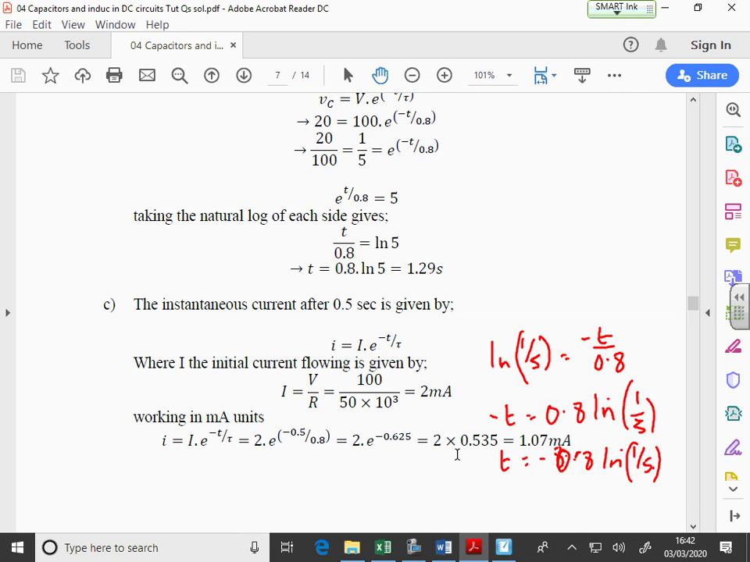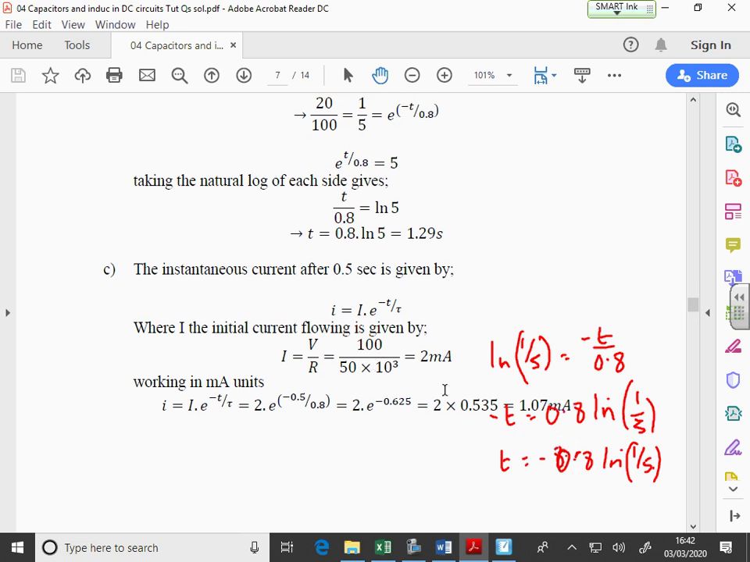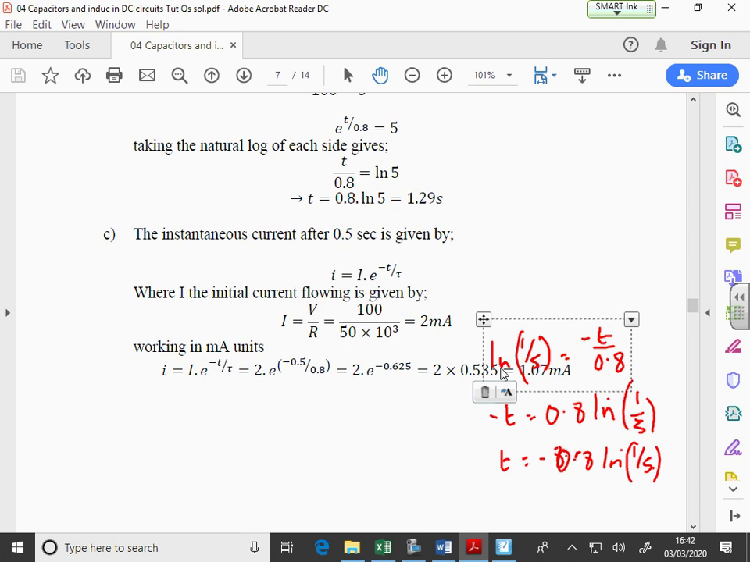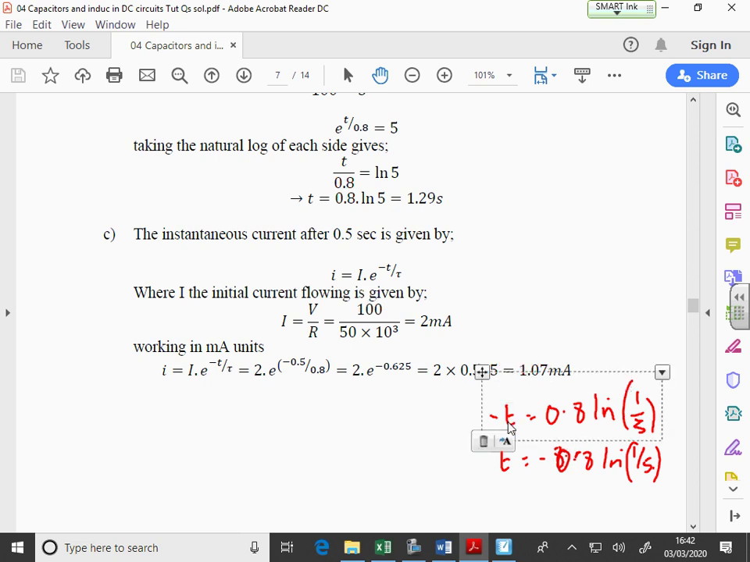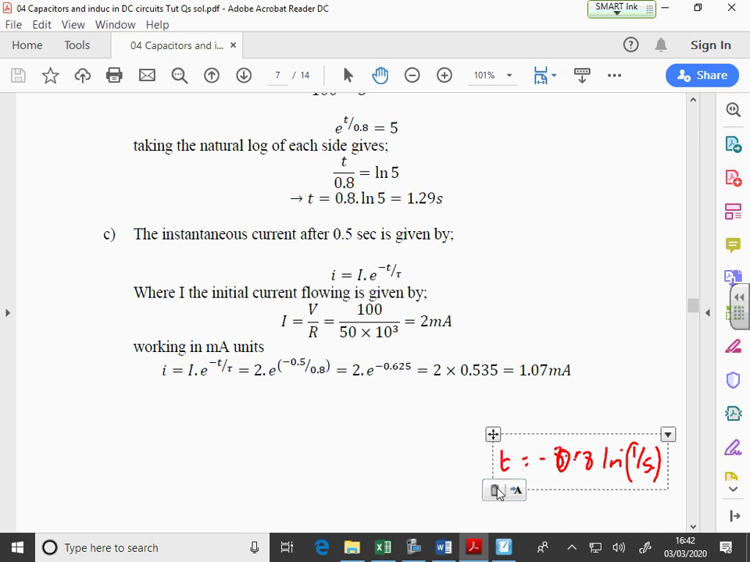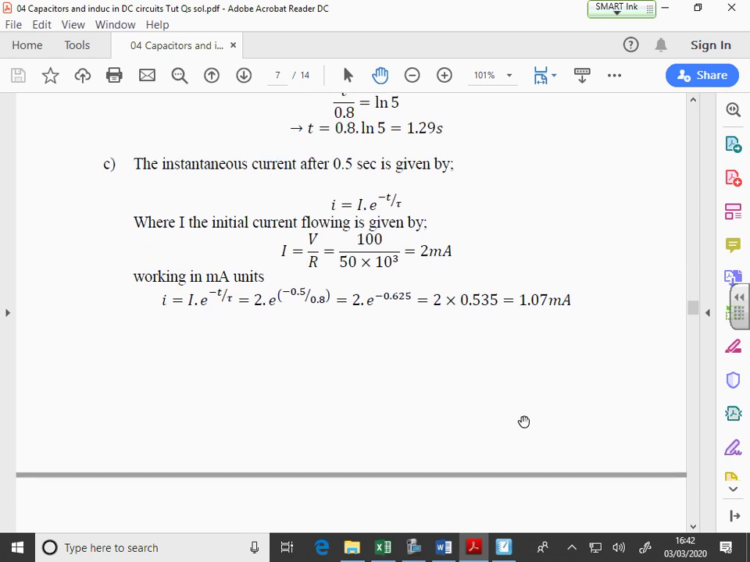Instantaneous current after 0.5 of a second. So the initial current flowing is V over R, 2 milliamps, and then we can in that formula calculate 1.07 milliamps. Am I going too quick for anyone? I put solutions up anyway.